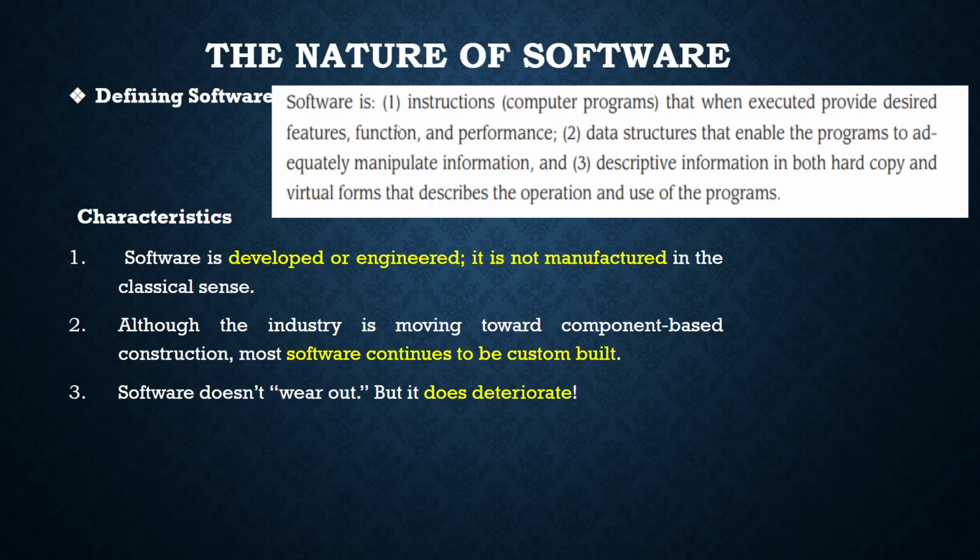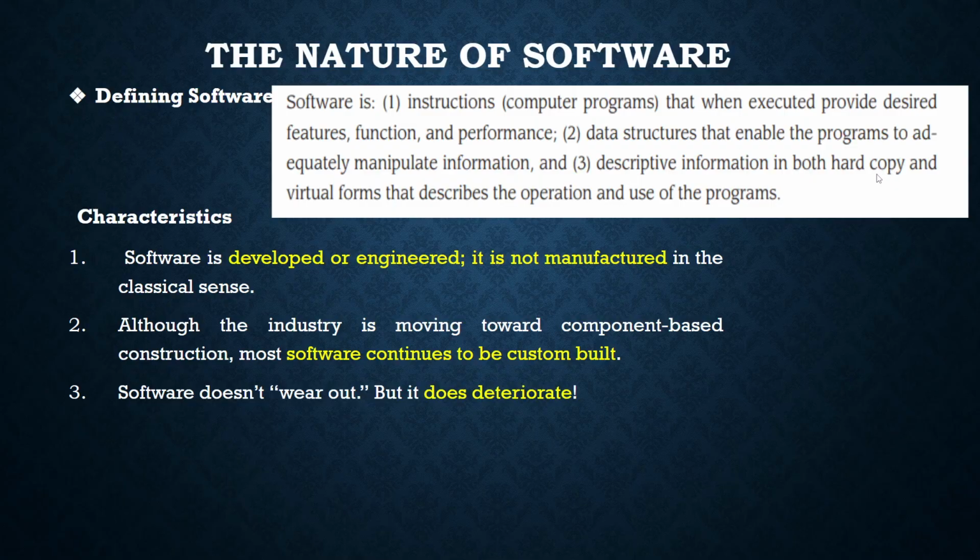So what does software have? Some instructions. Once you execute a program, you can define the features, the functionality of the program, and the performance you expect. You can also say what data structures allow these programs to add information, delete information, and store information. The data structures are the second. And the third one is that you should give a description: this project deals with this.